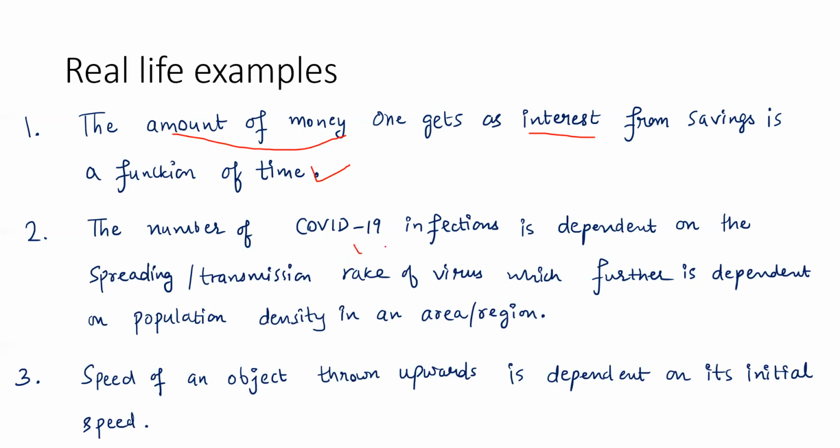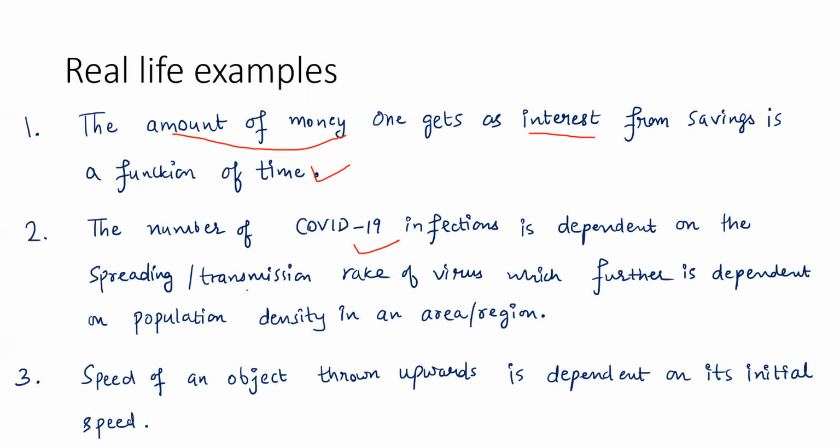The number of COVID-19 infections is dependent on the spreading or transmission rate of the virus. This is the example which I found relevant in today's scenario, because everywhere we are talking about COVID-19. Everyone is interested in how the infections are going to rise, whether they are going to stop rising one day, or whether we will have a day in future when there will be absolutely no COVID-19 infection reported globally around the world. Because of that curiosity, we are interested in doing the analysis for COVID-19.